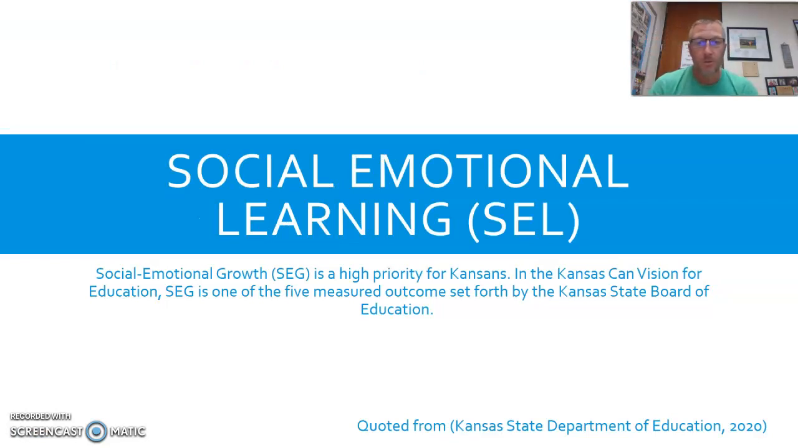So, social emotional learning. I pulled a good chunk of the information from the Kansas State Department of Education website, and a lot of it, as I indicated there at the bottom, was quoted. Their explanation of social emotional growth is written on their website. It's a high priority for Kansans. In the Kansas CAN vision for education, social emotional learning is one of the 5 measured outcomes that are highly emphasized by the Kansas State Department of Education.